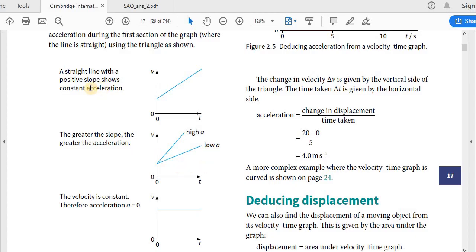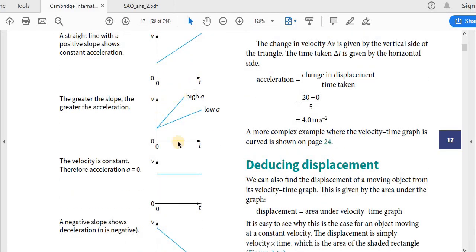All right, so let's go through these graphs. Here we have a straight line. The gradient of a straight line is constant. That means the acceleration is constant. The gradient of a velocity time graph is the acceleration. So if it's a line, the gradient is constant. That means the acceleration is constant.